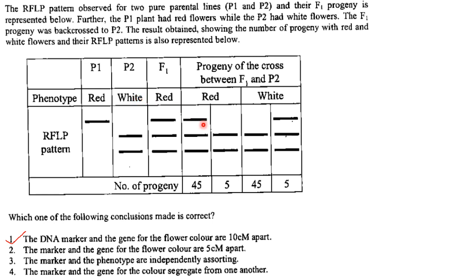You got parentals, that is red with 3 bands and white with 2 bands. They are 45 each. They are your parentals. These are the recombinants, that is 5 each: red with 2 bands, white with 3 bands. So the DNA marker and the gene for flower color are 10 centimorgan apart because the number of recombinant progeny is 5 each. So the answer is option 1.